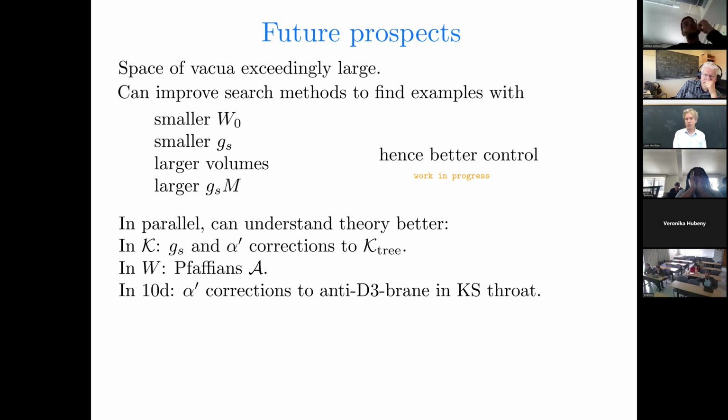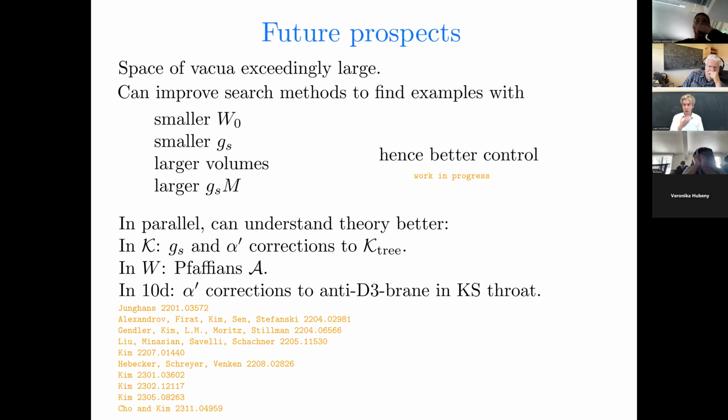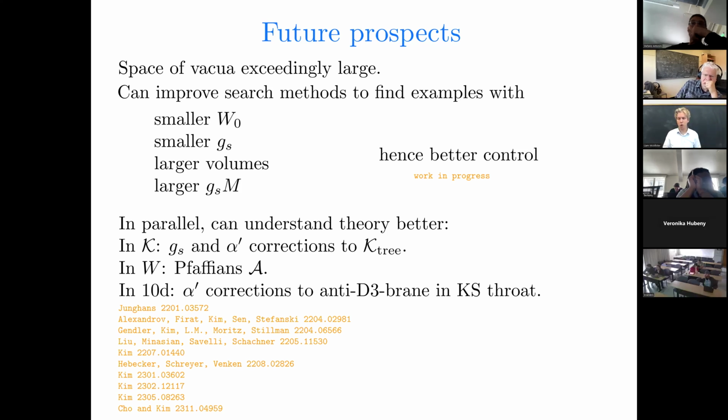In parallel, one can understand the theory a lot better. One could try to understand string loop and alpha prime corrections to the Kähler potential. One can try to understand Pfaffian corrections to the superpotential. And one can dig in and study alpha prime corrections to the anti-D3 brane action. So this is, I think, a very important area for future work, not just for this construction, but for all kinds of related attempts to build realistic vacua.